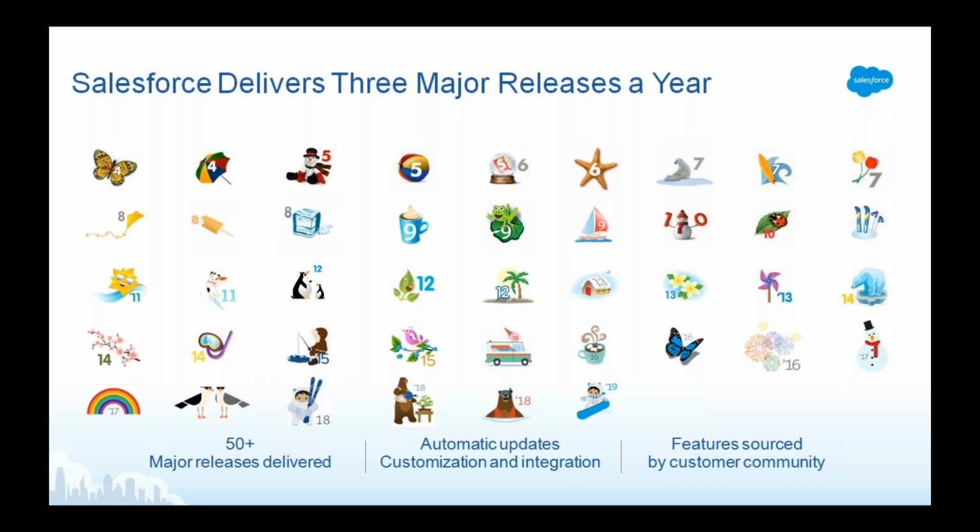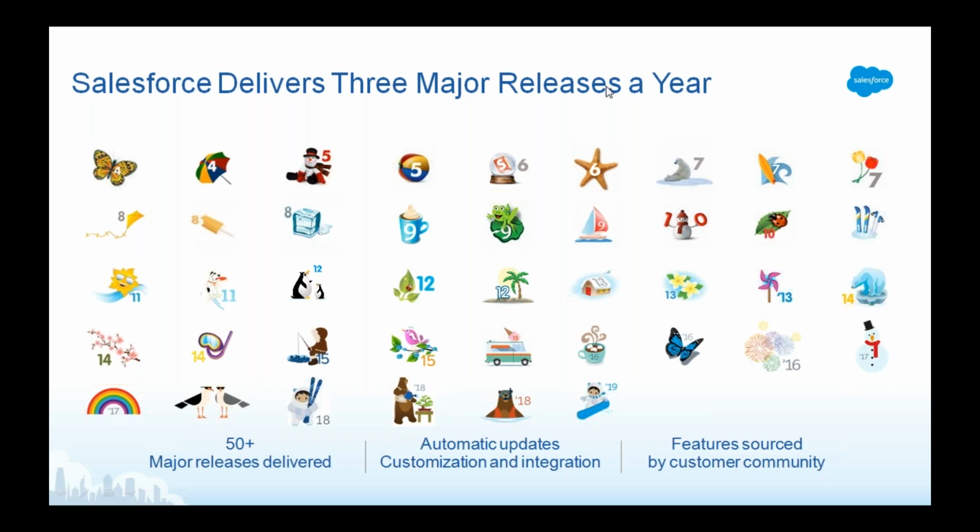Now we are in Winter 20. Every release Salesforce represents with a season name and a number. Previously it was 19, and before that 18. Summer, winter, spring, whatever we call them.